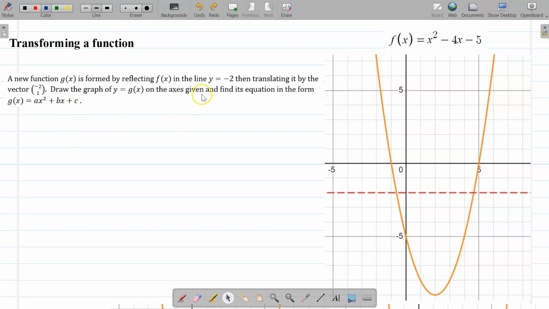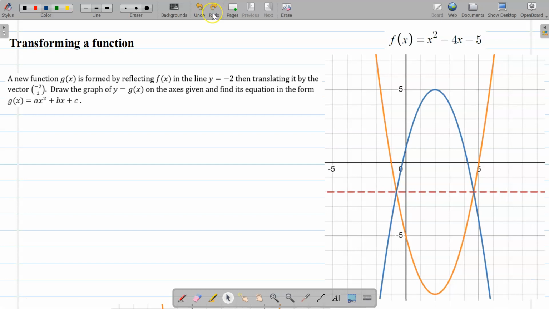So what I'm going to do first is draw, well, we have already drawn the function f of x, which is x squared minus 4x minus 5, in orange there. And we've also drawn in the line y equals -2, which is the first part of the instruction, because we've got to reflect it in that line. So I'm going to draw that first and see what that looks like. So there it is, and you can see that it's flipped over about the line y equals -2.